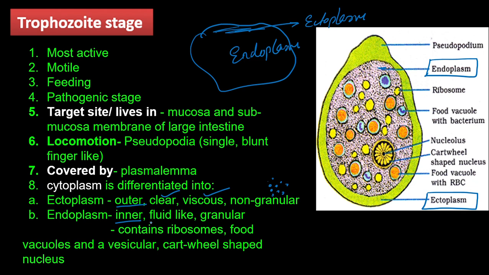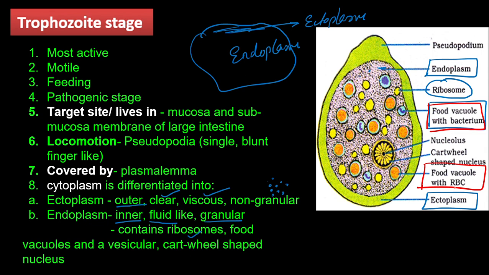Now, if we talk about the endoplasm, it is a fluid-like structure and it has granules. See this endoplasm, you have small grains present, right? These are called granules, and it also consists of ribosome. Let me show you. This is your ribosome, and then you have food vacuoles. Pay more attention to food vacuole. This food vacuole, let me draw it with another color. Okay, see here, one food vacuole and then we have another food vacuole.